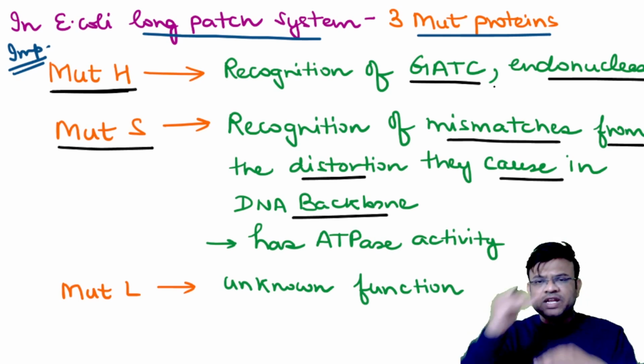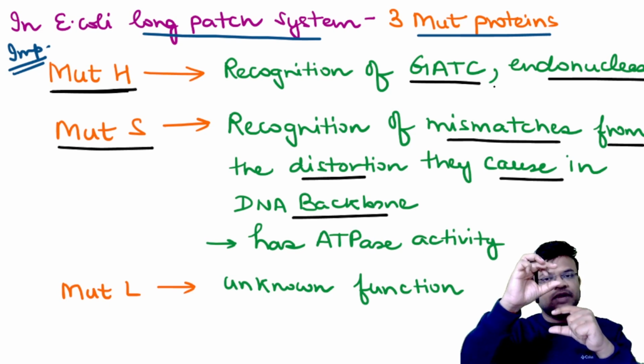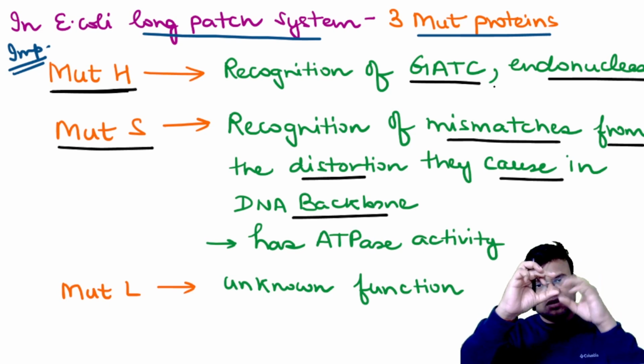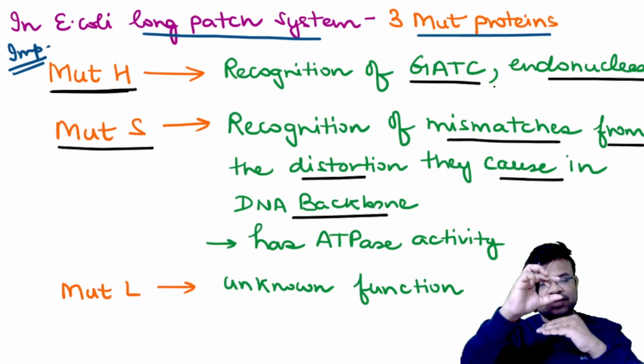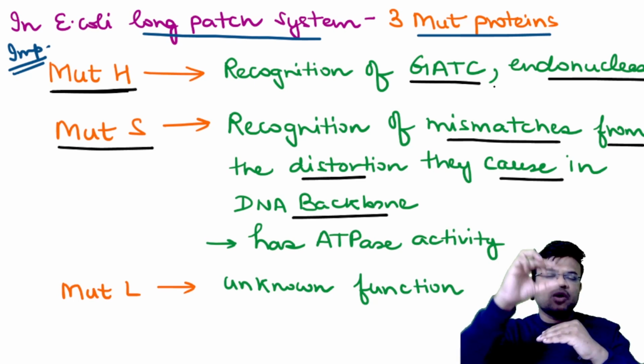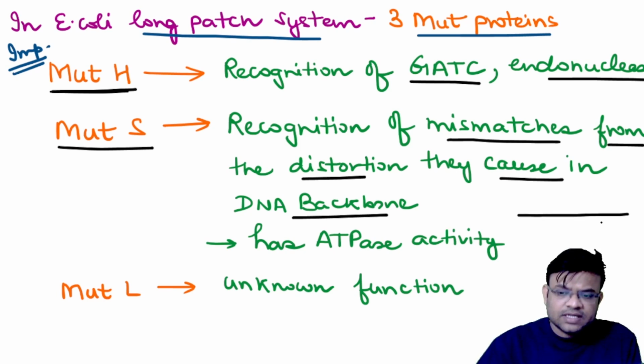How come? Because whenever there is a mismatch, suppose adenine obviously pairs with thymine, but on the complementary strand, adenine is now pairing with cytosine. Obviously the proper pairing will not take place. Let me just draw over here. So let us say that this is my original strand, and you can see that over here is adenine.